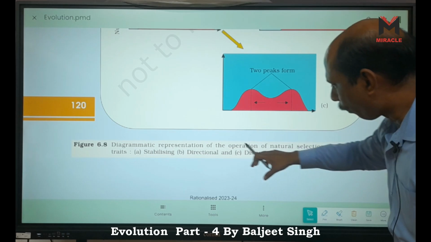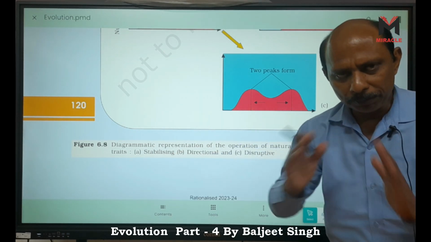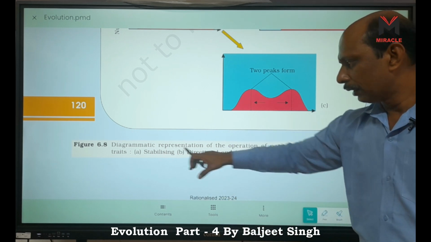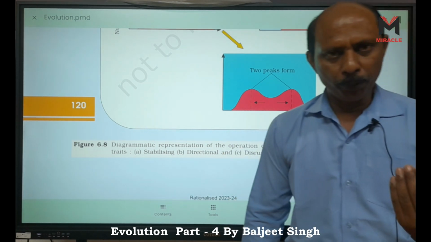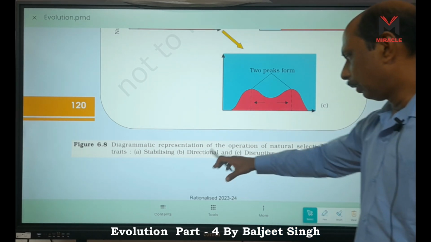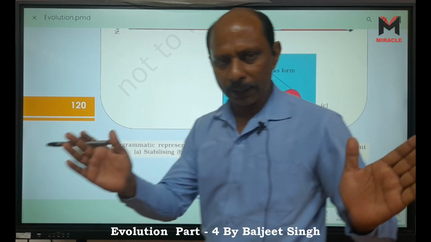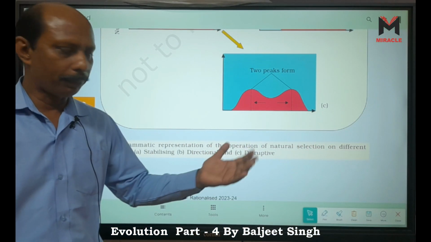Diagrammatic representation of operation of natural selection on different traits. Stabilization means mean, average, right? Second, directional: only one-sided movement, we can say only one trait becomes developed. Second, disruptive means more than one trait on both sides develops. Then what happens? A disruptive hill is formed.